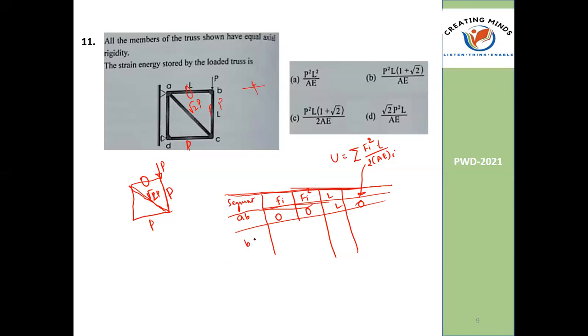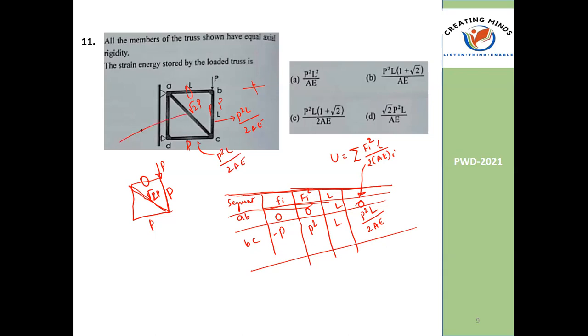Next member, BC. For BC, Fi is P, acting downward, so Fi square becomes P square. L is L only, so the equation becomes P square L by 2AE. Next member, this one: P is there, so you get P square L by 2AE. Here also P is there, so you get P square L by 2AE.